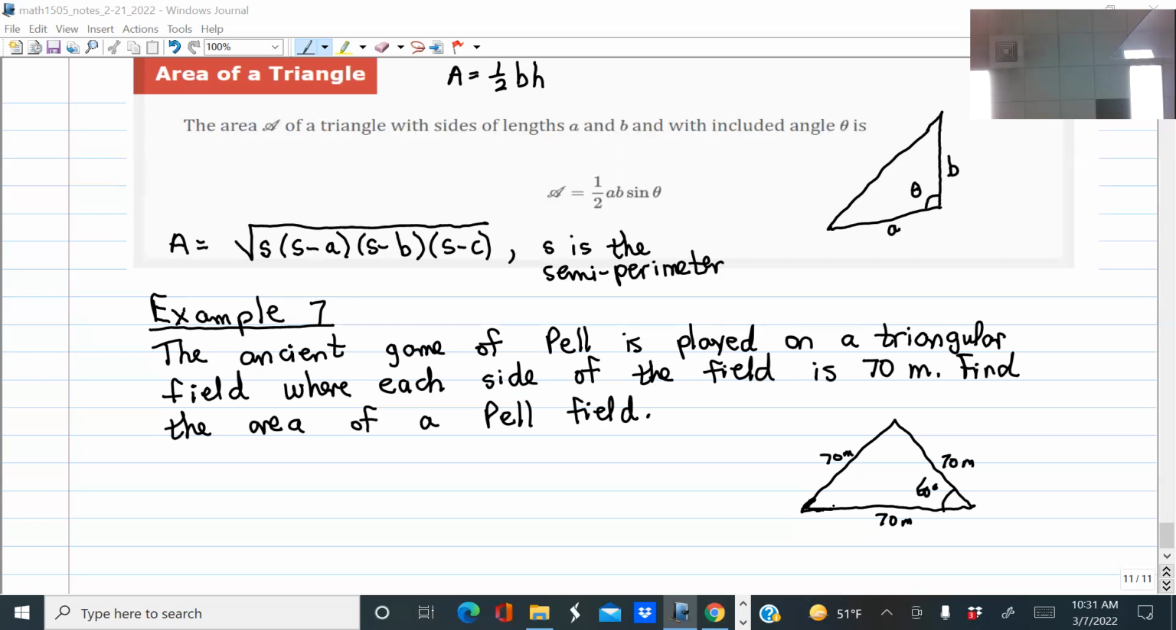Okay, all right. So let's calculate the area. We can make our own game, I guess. So we should think about what rules we want for Pell. But we have played on this size field.